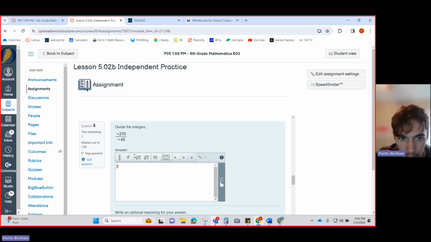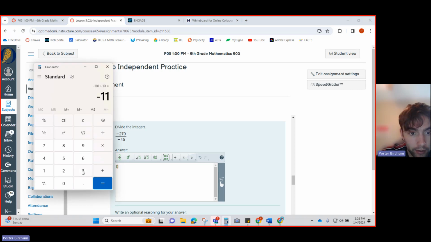Is my answer going to be positive or negative? Well, I know if they were both positive to begin with, my answer is going to be positive. That's just like a normal division sentence. If one of the numbers was negative, my answer would be negative. But if I have two negative numbers in the question, my answer is going to be positive.